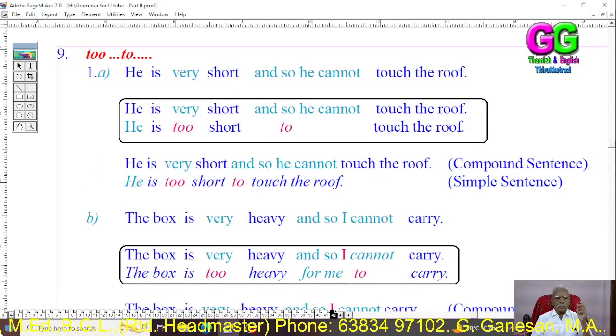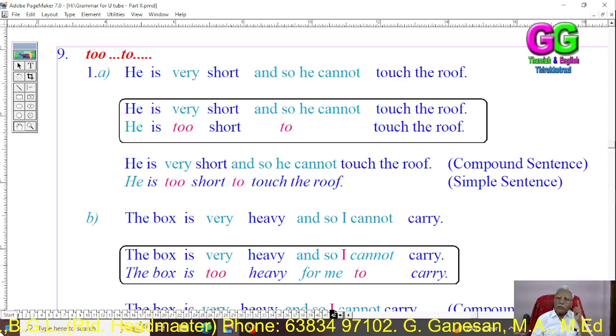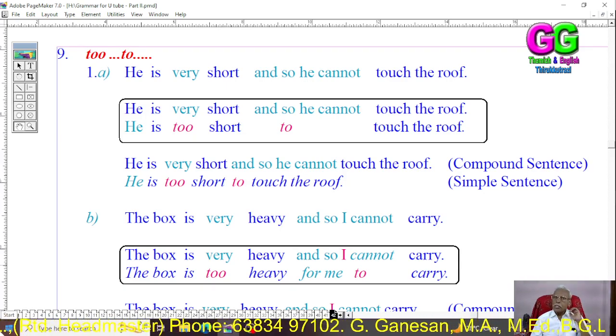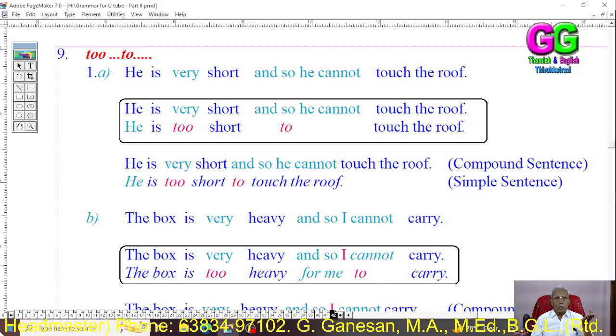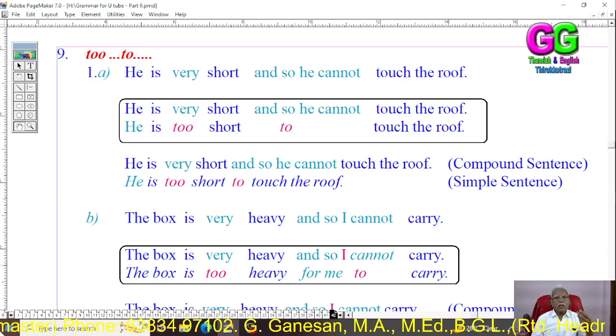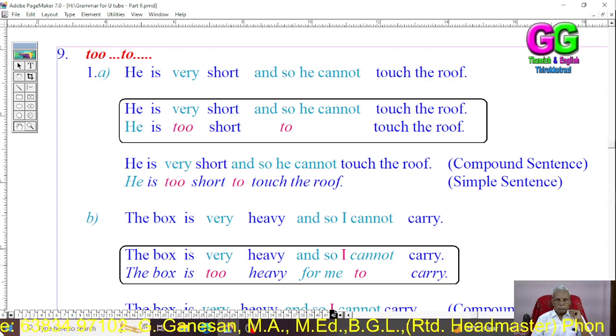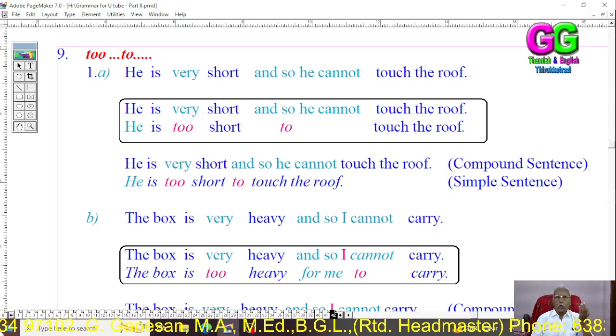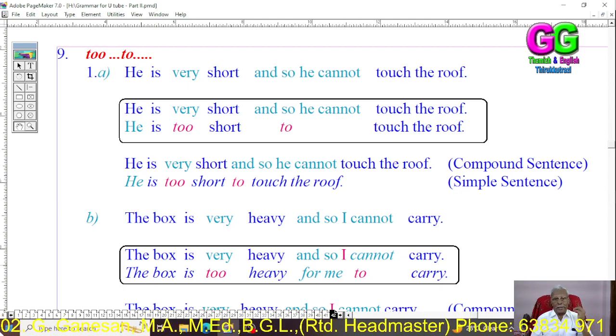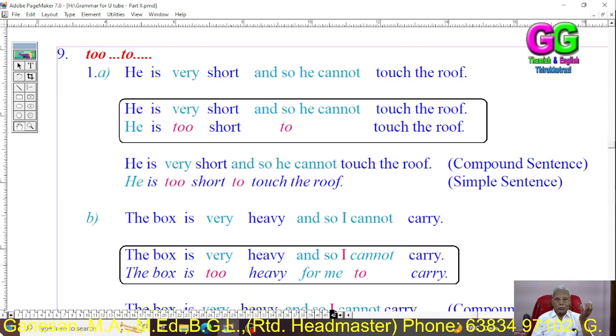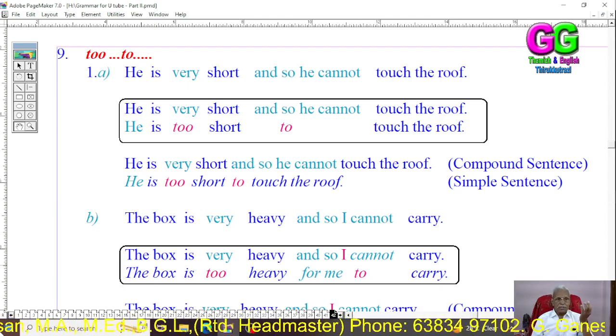My dear students, the "too...to" clause is very, very important in English. It will be extremely useful for us to express our ideas with minimum words. Shortly and sweetly, we could express our ideas using the "too...to" phrase.